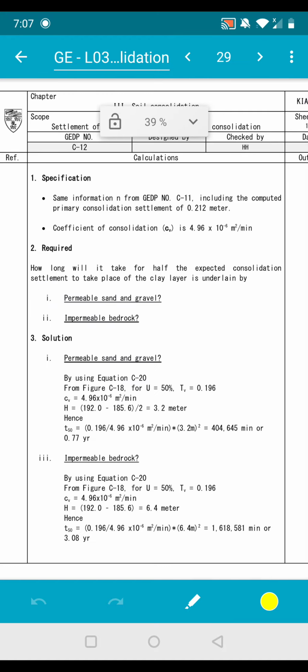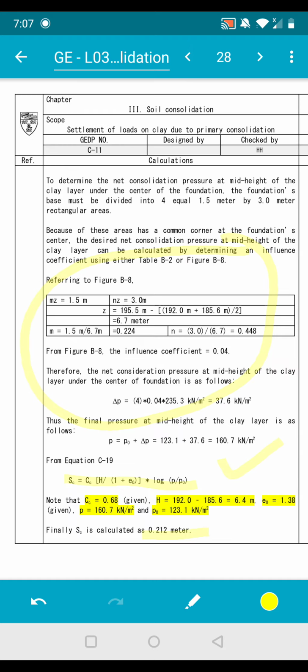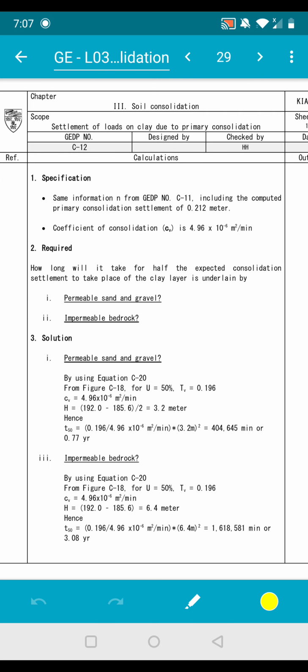Let's move on. Problem number C12. Same information given from problem C11, and the computed settlement of 0.21 meter is used. So we're going to use the same output, and the coefficient of consolidation is given as this value. What is required? How long will it take for half the expected consolidation settlement to take place of the clay layer when underlain by the first case and second case?